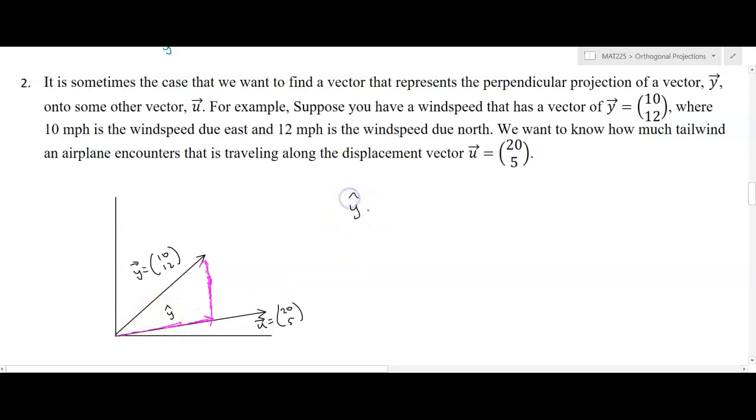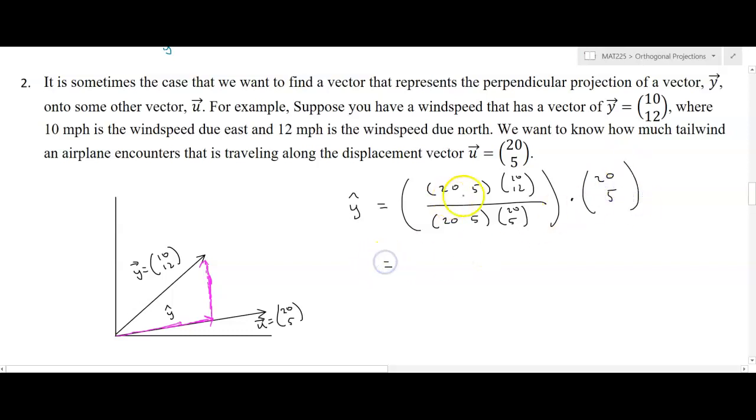So once again, y hat is equal to u dotted with y, so 25 dotted with 10, 12. And you do not want to mix up u and y. Always ask yourself, which vector am I projecting and which vector am I projecting onto? That will immediately tell you what is y and what is u. And down here we have 20 and 5, multiplied by the u vector, which is in the direction of the airplane, which is 25.